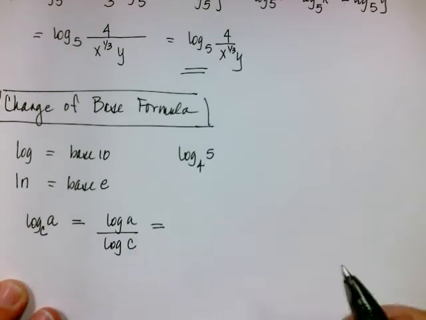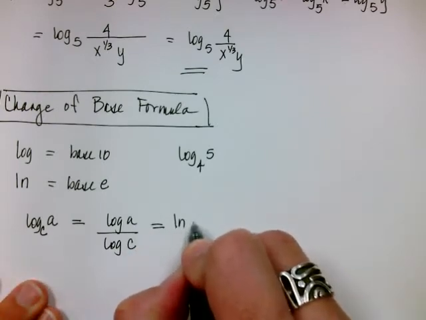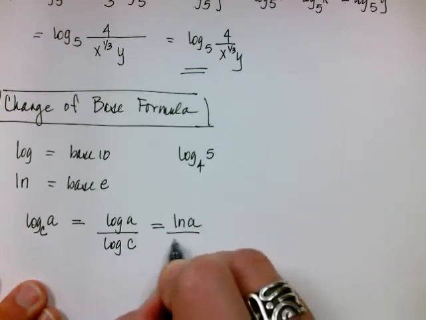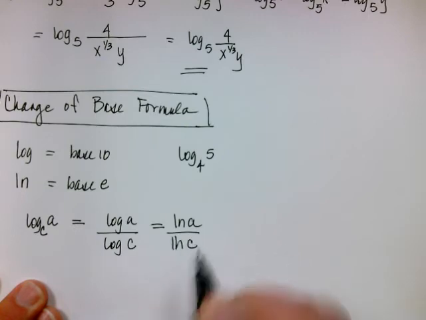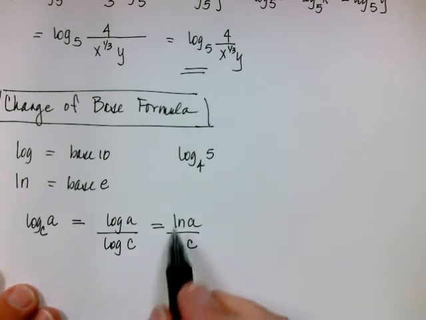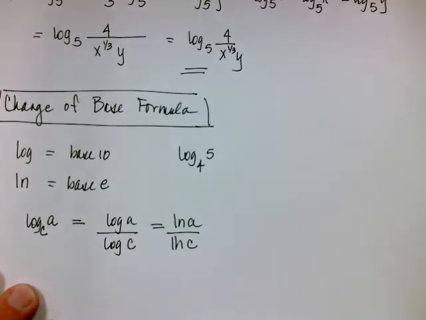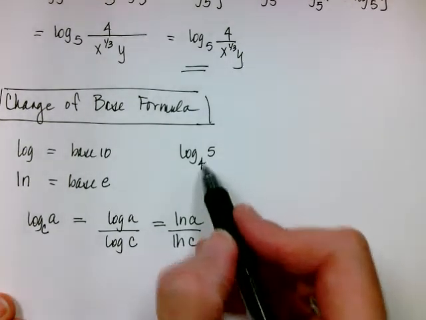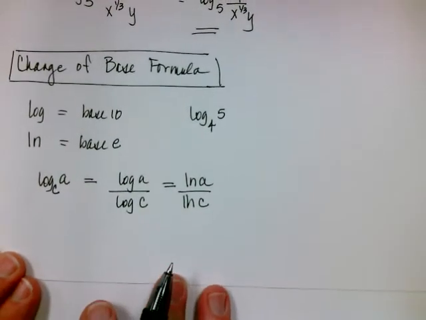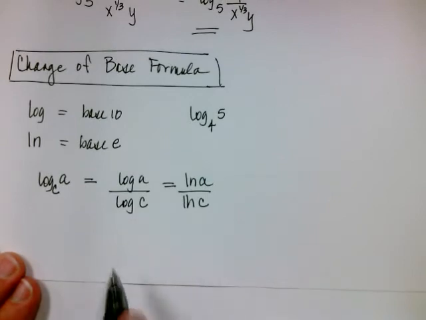I could also do this if I had chosen a base of e, so I could have done the natural log of a over the natural log of c. All right, so this is what allows me to get that in my calculator. So I'm not going to do this example because I don't have my calculator handy, but let's do another one, okay?